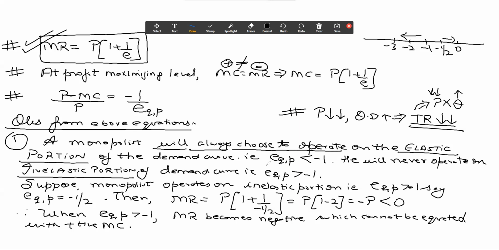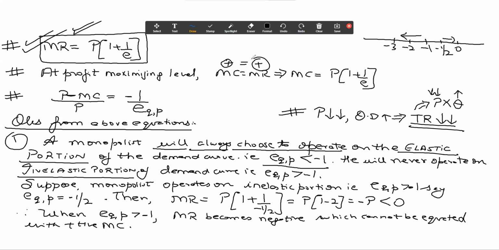Elastic portion means EQP is less than -1. Now you can put EQP less than -1 in the equation. Take a value less than -1, suppose -2. Put -2 here. You will get MR is equal to P times (1 - half), which is P by 2. So marginal revenue is positive. And since marginal revenue is positive, you can equate a positive marginal cost with a positive marginal revenue.